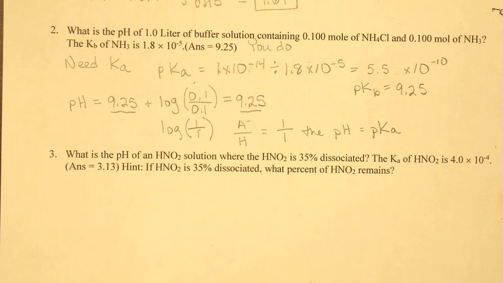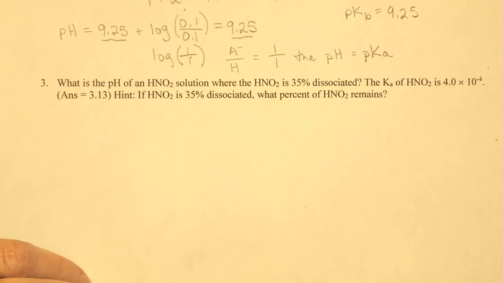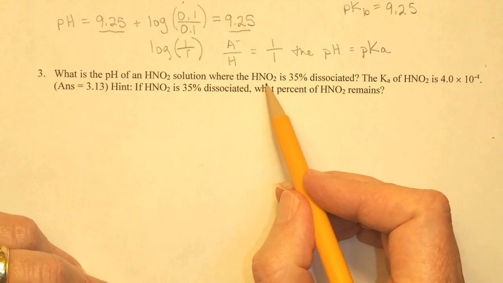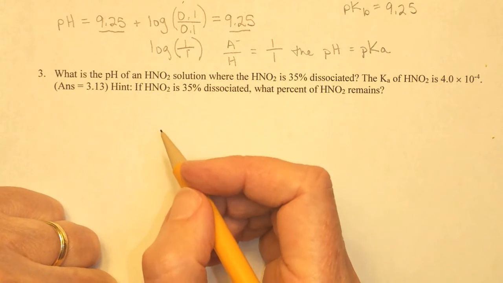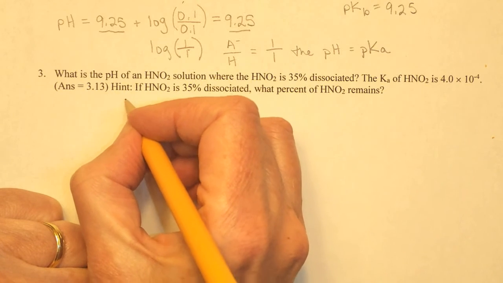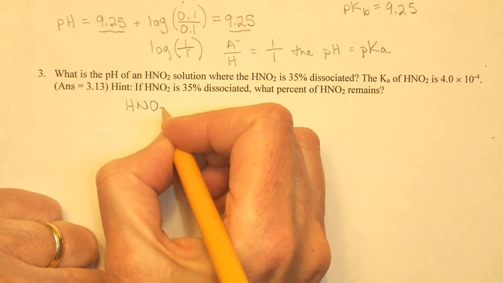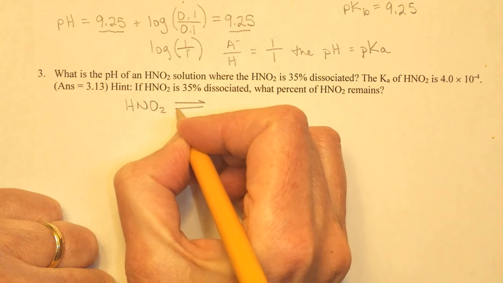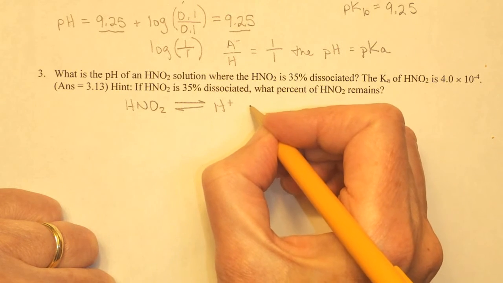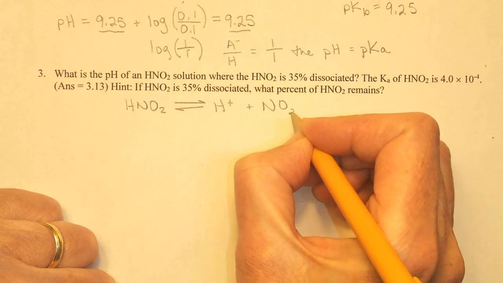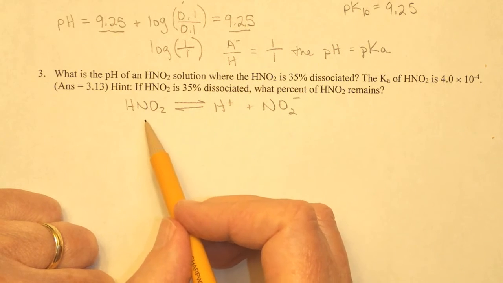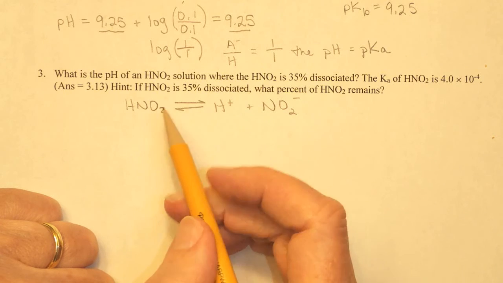We're going to look at the pH of a HNO2 solution when the HNO2 is 35% dissociated. So you're looking at that and you're going, huh? What do they mean? So let's take a look at what we have. We have HNO2, okay? And we're going to set up an equilibrium where it's going to dissociate to the H plus ion plus the NO2 minus ion. And it says that the HNO2 is 35% dissociated.